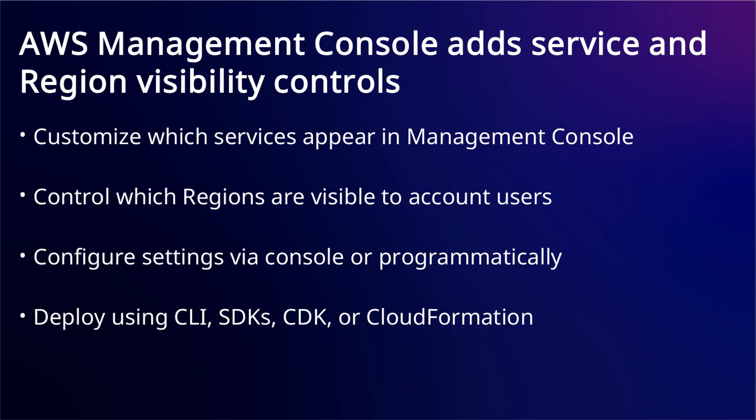You configure settings via the console under Unified Settings in the Account Settings tab or programmatically through User Experience Customization. You deploy using CLI, SDKs, CDK, or CloudFormation for automation and infrastructure as code workflows. These settings are available in AWS commercial regions at no additional cost.